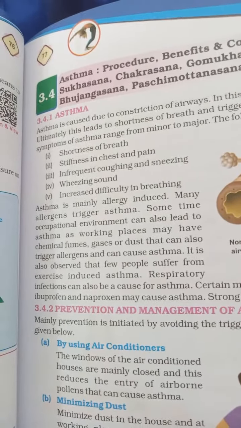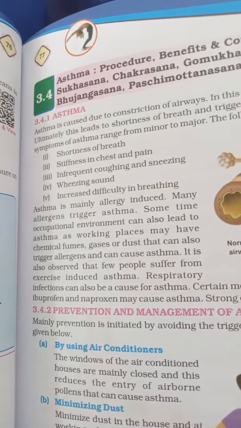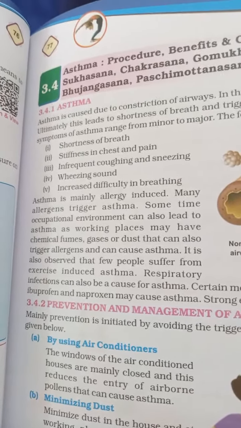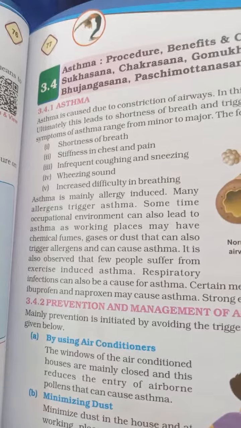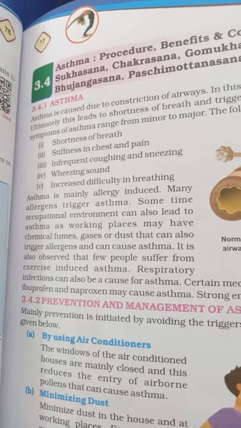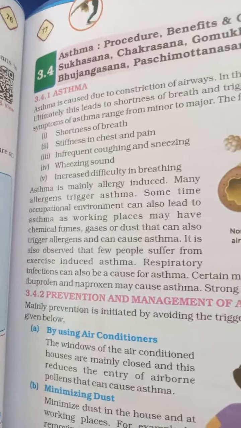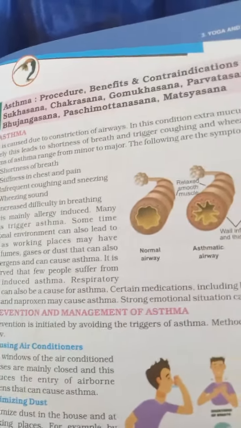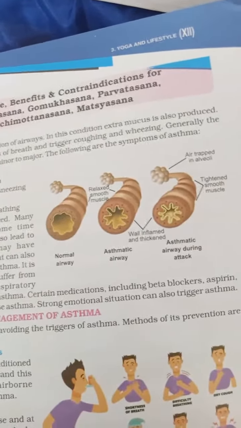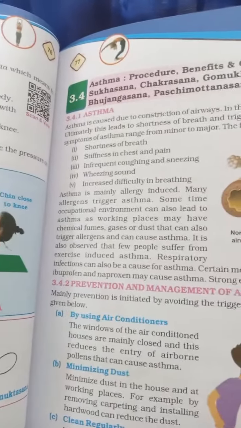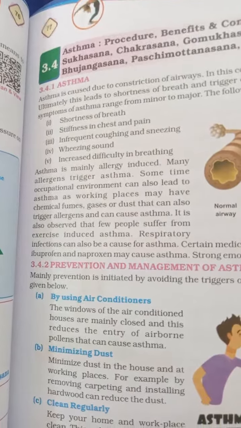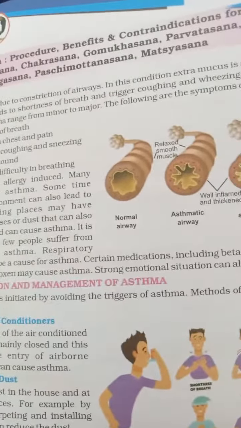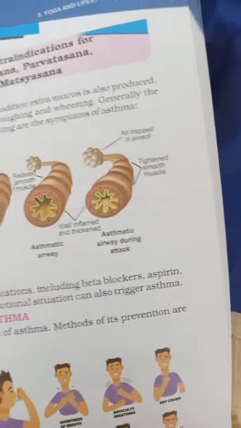It may be due to the occupational environment, or dust can also trigger allergens and cause asthma. Few suffer from exercise induced asthma. Respiratory infections can also be a cause for asthma. Certain medications including beta blockers, aspirin, ibuprofen and naproxen may cause asthma. Strong emotional situations can also trigger asthma.